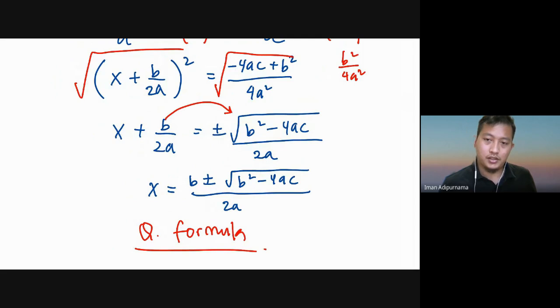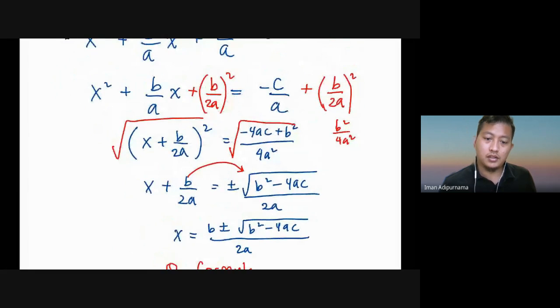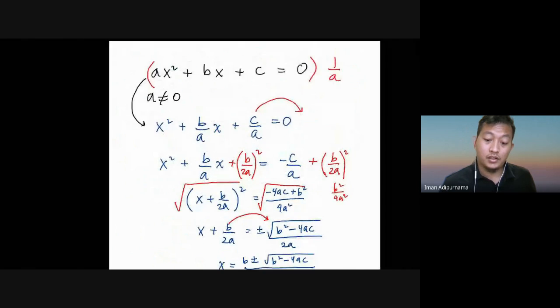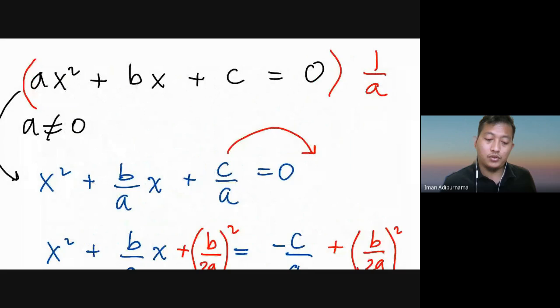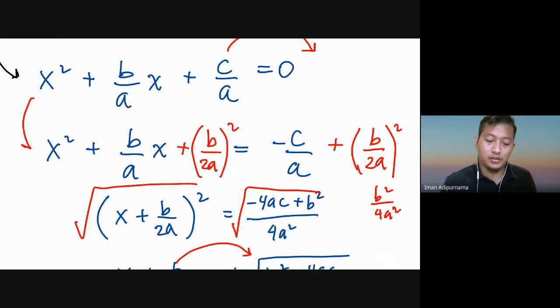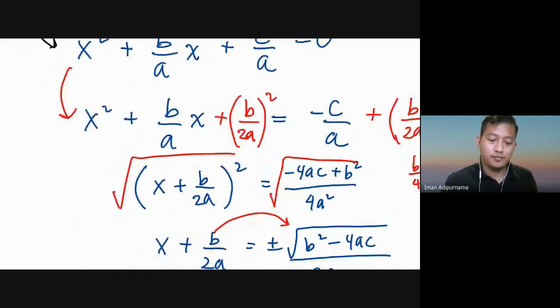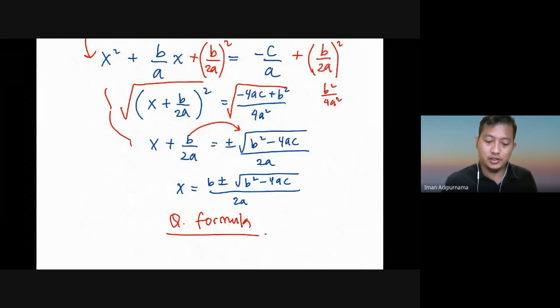Any question from here? Okay, so whenever you forget how to make the quadratic formula, the first thing is you write this, you divide all by a, you get this, and you complete the square. Okay, and then you solve for x.